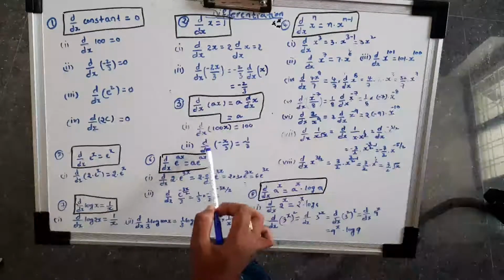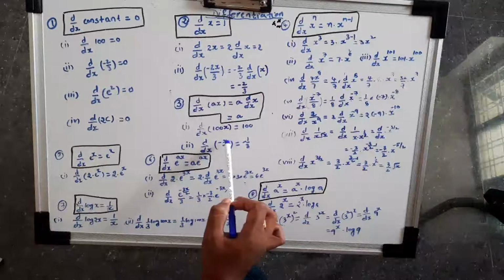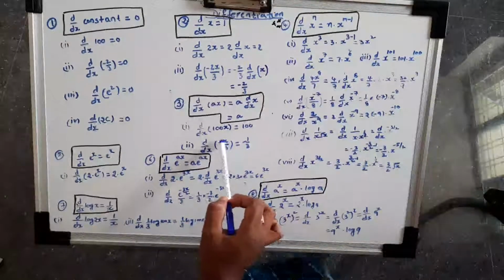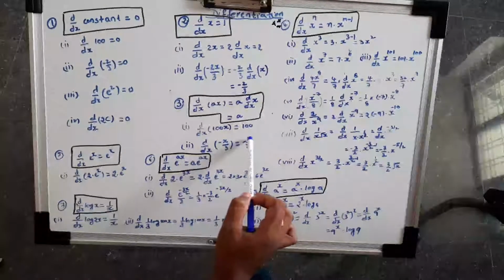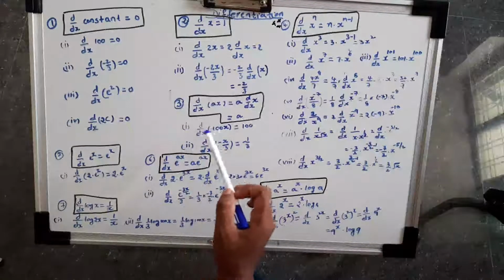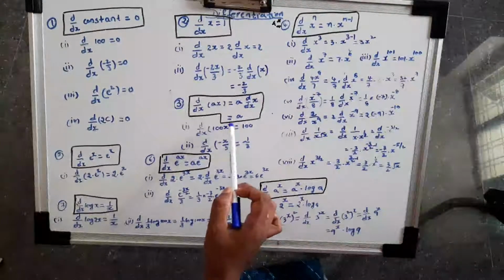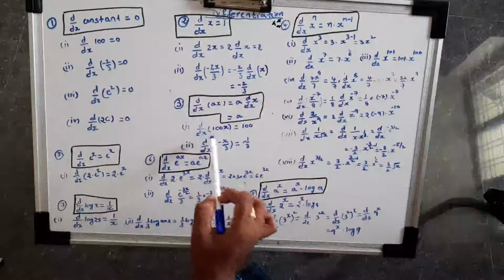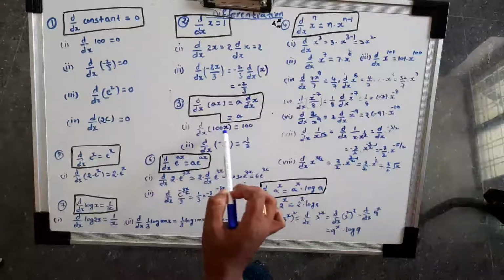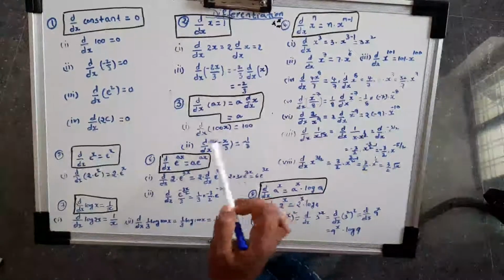d by dx of minus x by 3: what is the value before x? Here the denominator 3 is there, and if no value is before x you should take 1, so minus 1 over 3. Negative is there. Another way to remember: when you want to do the derivation, put x equal to 1 in place of x, and that is the final answer. Here x equals 1, so 100 into 1 is 100, and minus 1 over 3 is the final answer.